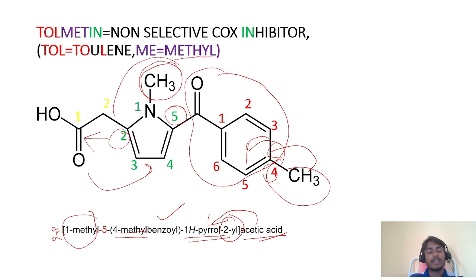So with this, we have discussed the structures and IUPAC names of all the NSAIDs. In part 2, we will discuss the structure-activity relationships.